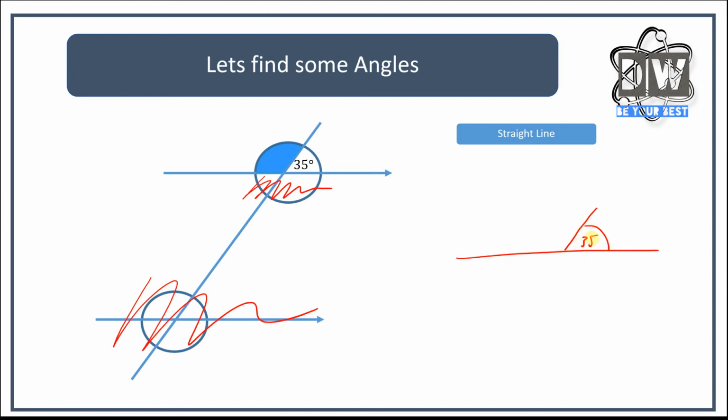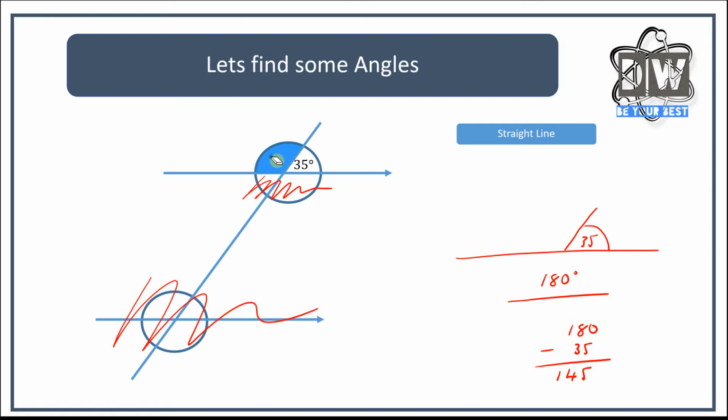I've got a 35 degree angle. What do we know about this whole line? What's the whole line worth? It's worth 180 degrees. So if this is worth 180 degrees and we want to find out what this is worth, we can use that information to help us, can't we? We can say 180, take away the 35, that gives us 145 degrees. I apologize, 145 degrees. Okay? That helps us out massively.